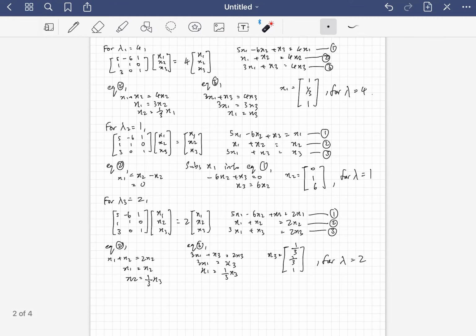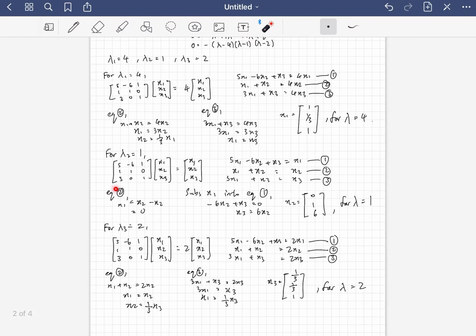The next is lambda 2, which is 1. Like the same, I rewrite the matrix and expand the equations. 5x1 minus 6x2 plus x3 equals x1 for equation number 1. x1 plus x2 equals x2 for equation number 2. 3x1 plus x3 equals x3 for equation number 3. From equation number 2, I can solve it: x1 is equal to 0. Then I substitute x1 into equation number 1 and get x3 equals 6x2. So the eigenvector for x2 equals 0, 1, 6 for lambda equals 1.